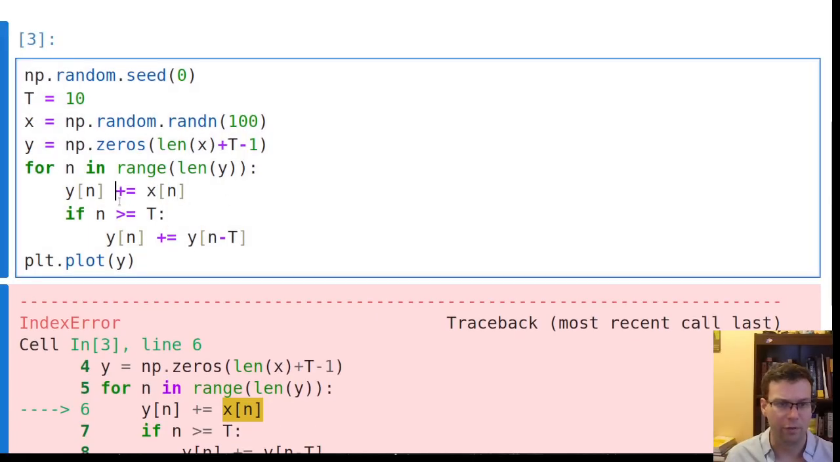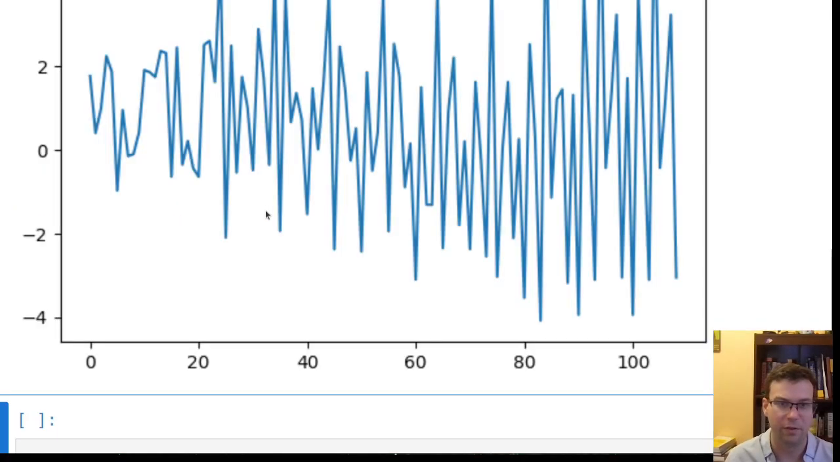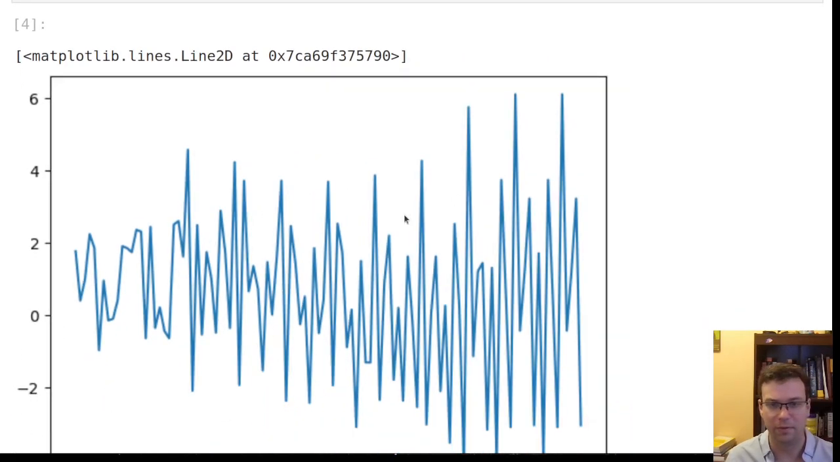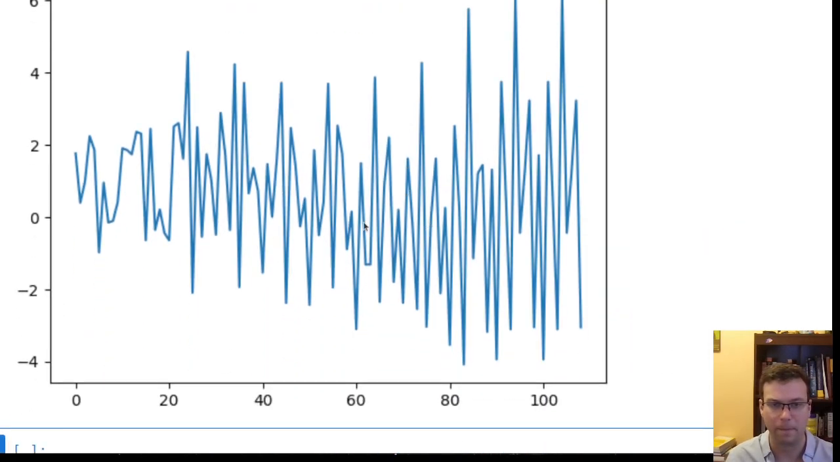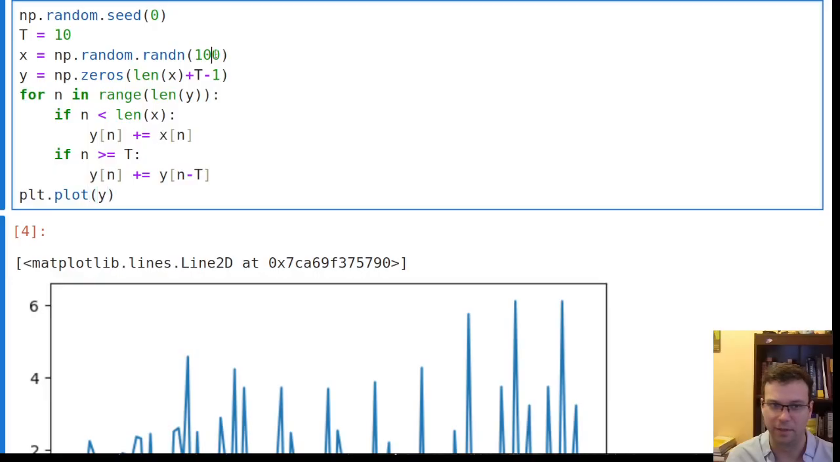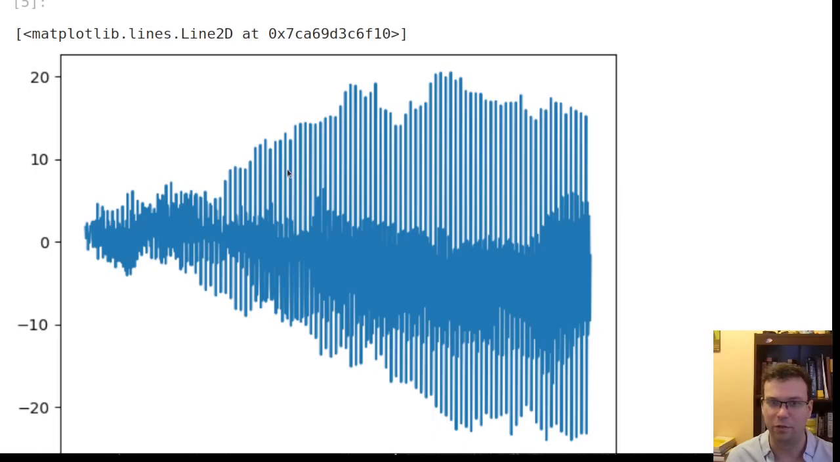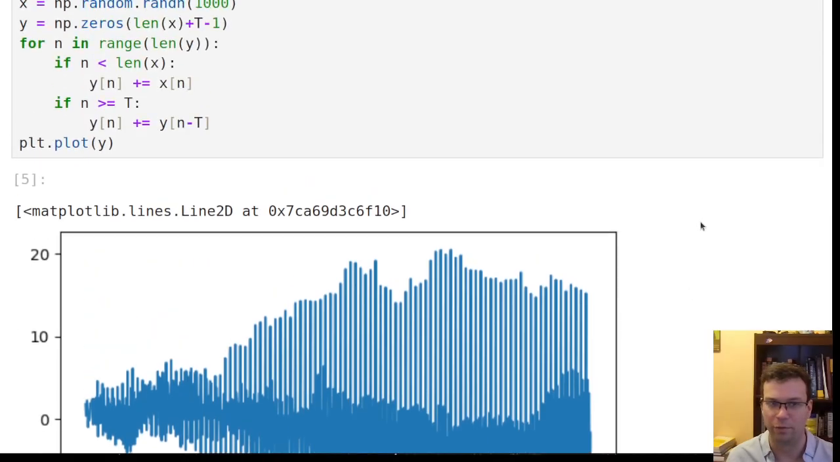Okay, and I should be a little careful here. I should do a similar thing with x. I'll only actually add x if n is less than the length of x. Okay, so now I think I'm good. All right, so here's the signal that starts to come back here. Now, it's a little bit subtle, but if I kept going like this, so let's say maybe I do 1,000 samples, then I see that this is starting to grow larger and larger and larger.